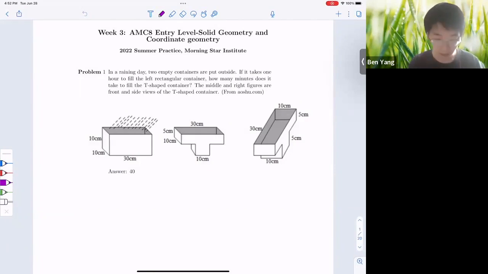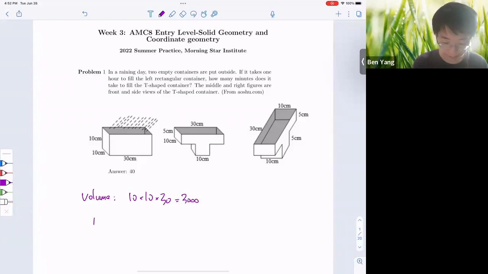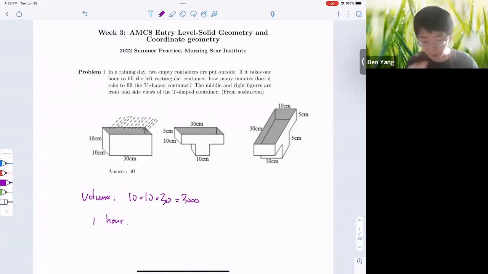All right, so for the rectangular container, we have 1 hour. Because we want to know the volume of that container, because that tells us the amount of rain that the container collects. So to compute the volume, we do the product of those three numbers, right? So the volume here, that's 10 times 10 times 30. And that's 3,000. And that's 1 hour. Okay, now we can look at the T-shaped container.